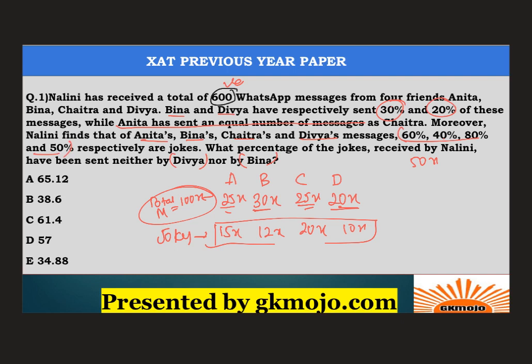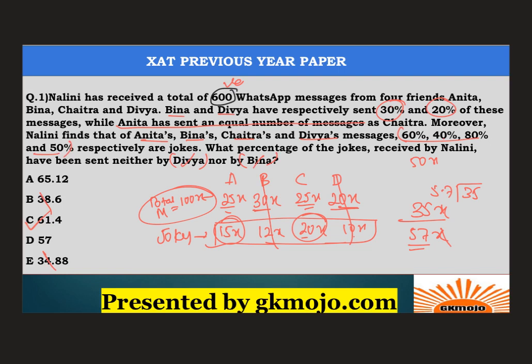What they ask is, what is the percentage of jokes received by Nalini that have been sent neither by Divya nor by Beena, right? So first of all, total number of jokes, 15 plus 20, 35, plus 12, 47, plus 10, you get 57x, right? And now they say the joke should not be from Divya or Beena, so you have to eliminate Divya and Beena. So this is now 15x and 20x, so this is 35x, right? You have to calculate what percentage this is, right? So this is more than 50% for sure, right? Because half of 57.5 will be definitely lesser than 35. So option B and option E are eliminated, right? Next, if you divide this 35 by almost 5.7, you will end up getting the number close to option C, that is 61.4, right?